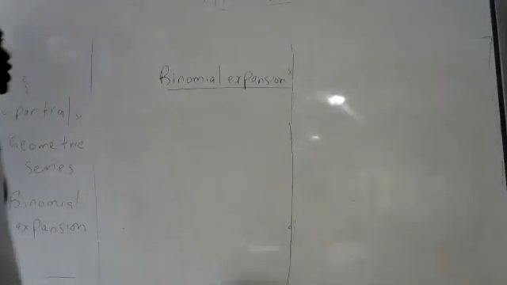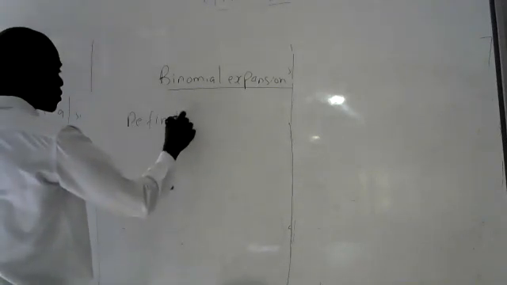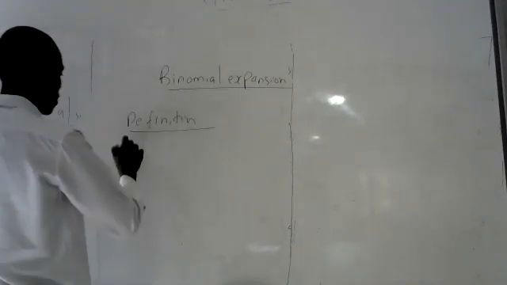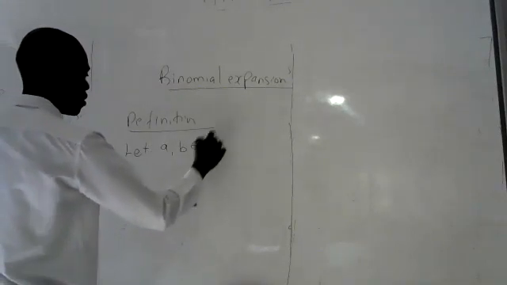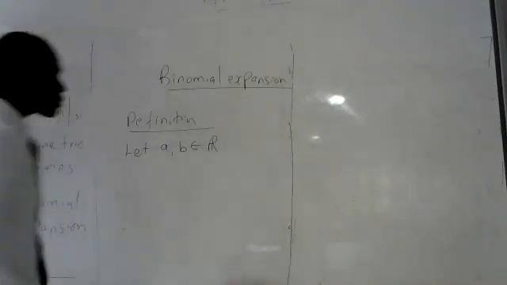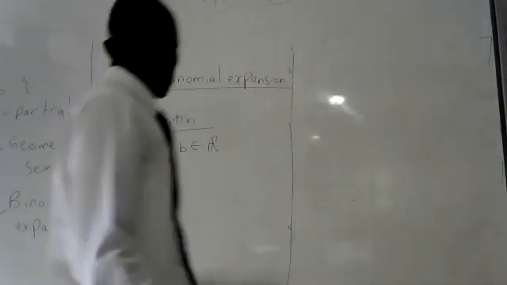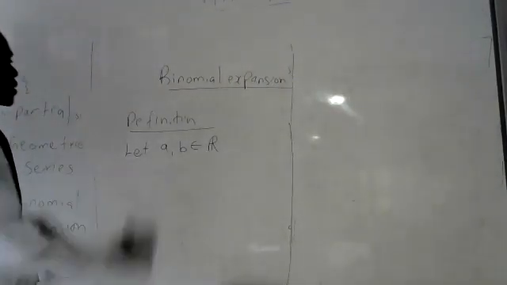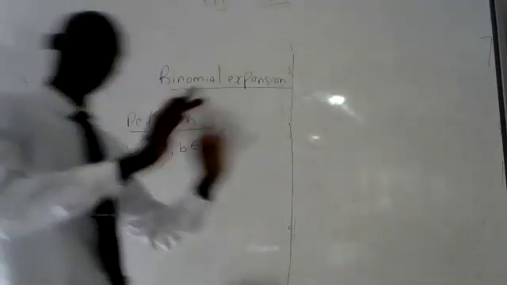But first of all, what's a binomial? Definition. Let a and b be real numbers. Well, it doesn't matter. They could be complex numbers, they could be quaternions, they could be octonions, whatever, but we're just trying to restrict ourselves to the real line. But the binomial theorem works for any number system.